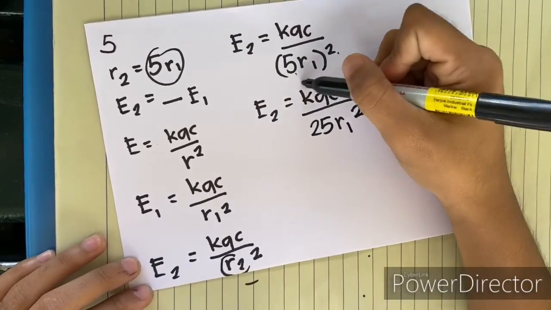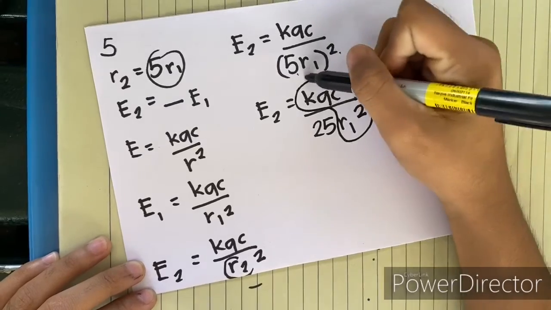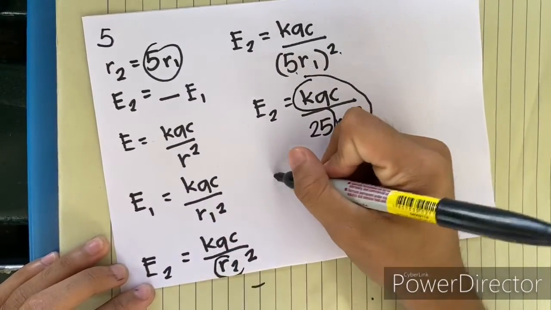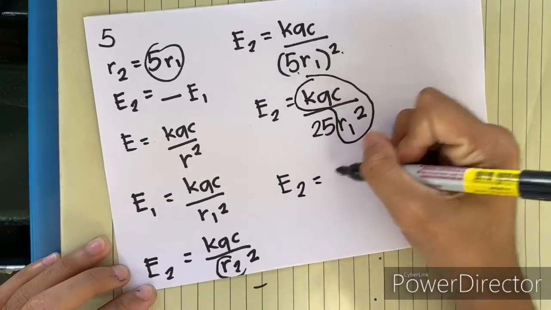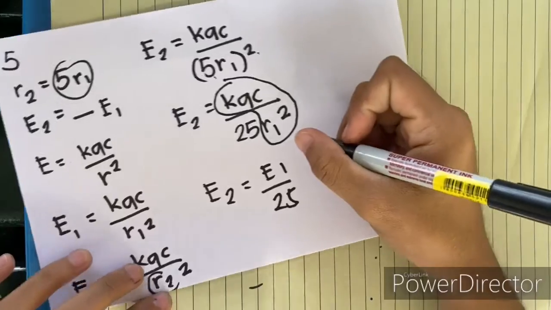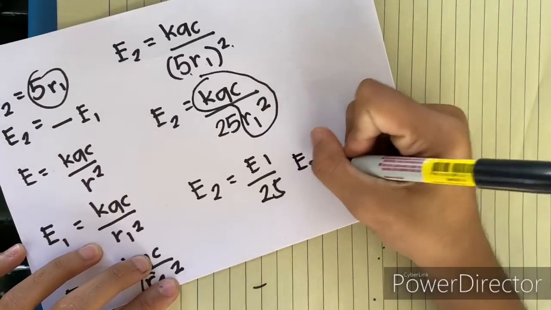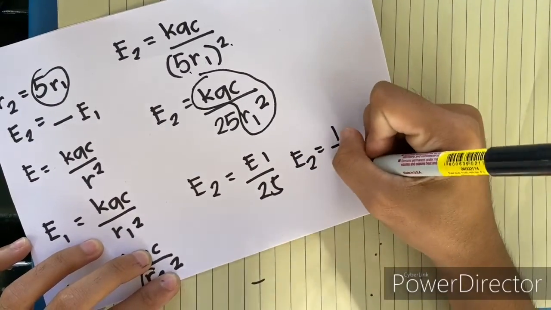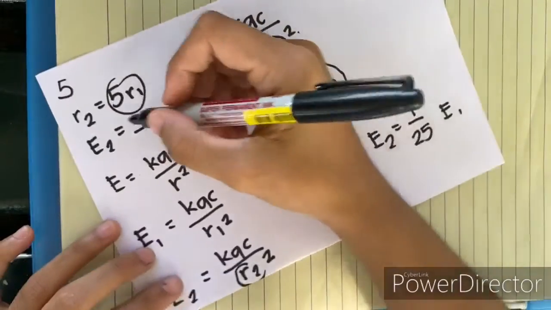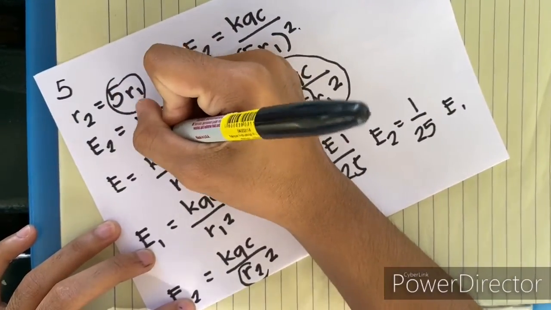So here, kQ over r1 squared is equal to E1. So we write E2 is equal to E1 over 25, which results in E2 equal to 1 over 25 E1. So the answer here is 1 over 25.